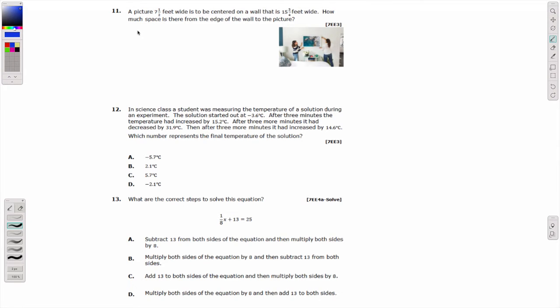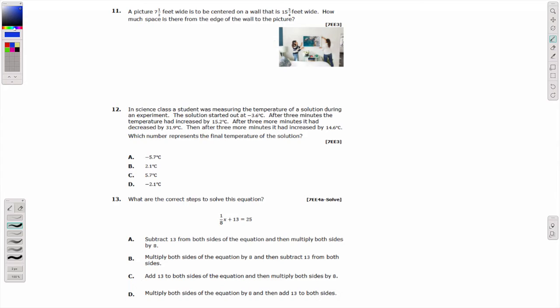Okay, this is number 11, 12, 13. I think it's page 4 of the team review. Question 11. A picture 7.5 feet wide is to be centered on a wall that is 15 3/4 feet wide. How much space is there from the edge of the wall to the picture?